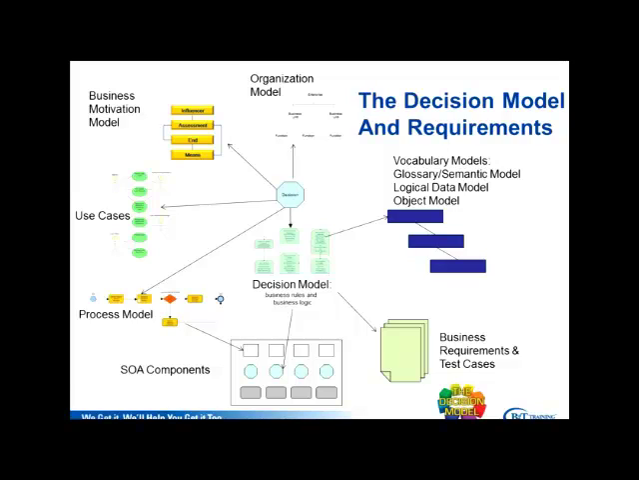So I hope you're beginning to understand that the decision model is its own model. It's not just a set of annotations on other kinds of models. And it also fills a gap that we have had for a very long time. And one of our clients recently told us that the decision model solves a problem that they thought was unsolvable.